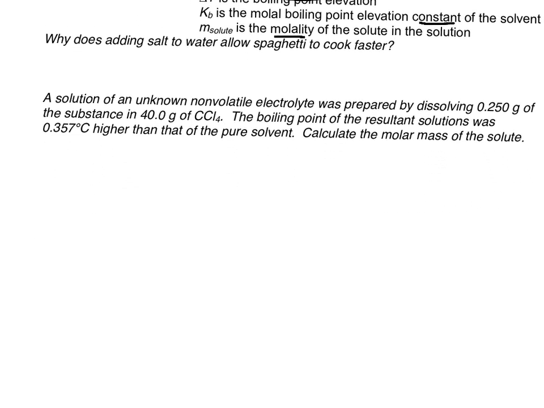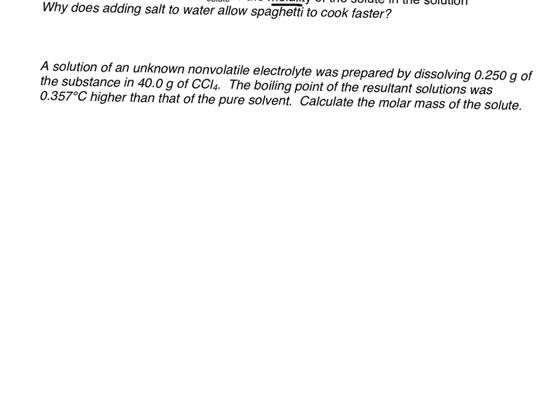And then let's take a look at this problem right here. In this problem, we have a solution of an unknown non-volatile electrolyte, that means it's something like a sugar or salt or something like that, prepared by dissolving 0.25 grams of whatever the substance is into 40 grams of CCl4. The boiling point is 0.357 degrees higher than that of the pure solvent, and we want to find the molar mass. To solve this problem, we can use that equation that we just went over a minute ago.